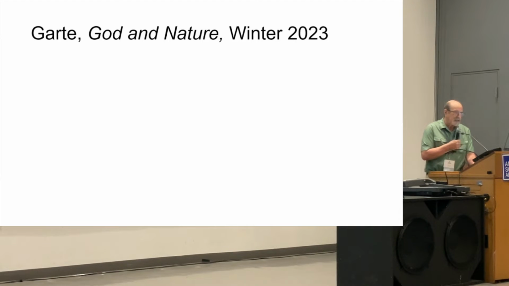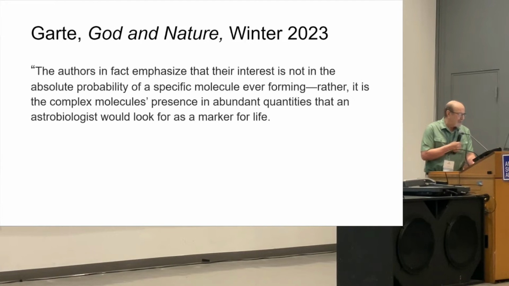I was so intrigued with this that I published a paper in this magazine some of you may have heard of, called God and Nature, in the winter 2023 issue, which is 2 issues ago. What I said was that they emphasized their interest is not in the absolute probability of a specific molecule ever forming, but that it is the complex molecule's presence in abundant quantities that an astrobiologist would look for as a marker for life.